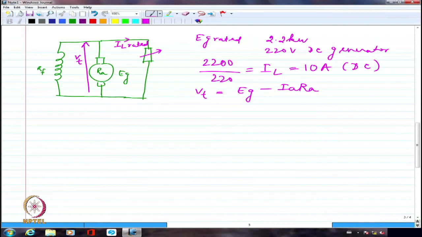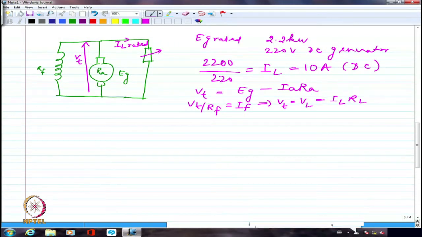And similarly, I should be able to write Vt divided by Rf equal to If. And I can also say Vt equal to VL, which is also equal to IL times RL, if I am assuming I am connecting a resistance load. So I can simply say it is IL times RL. Instead, I could have connected a motor. The generator could be feeding a motor. But right now, I am just taking a passive load, which is a resistance load.